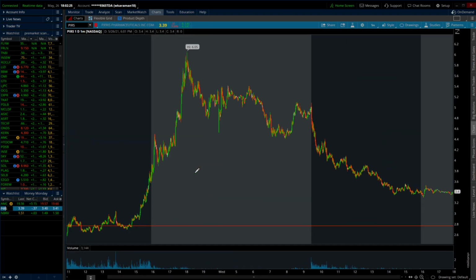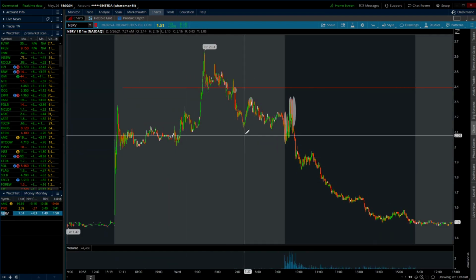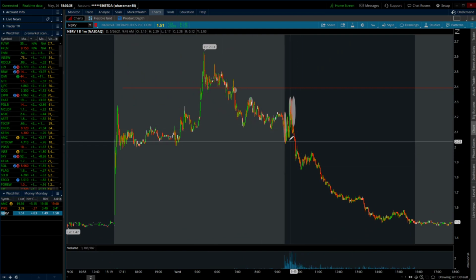AMC and PIRS. Just be very careful though in terms of buying these. You have to make sure the strength is there, a catalyst is there, and the volume is there. Otherwise, you're going to be in a situation like MBRV, where if it's looking extremely bearish and the volume's fading off, it's going to get absolutely crushed.